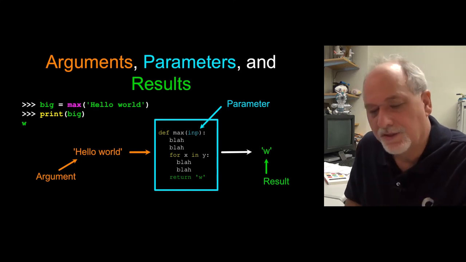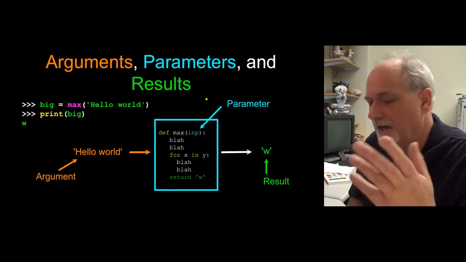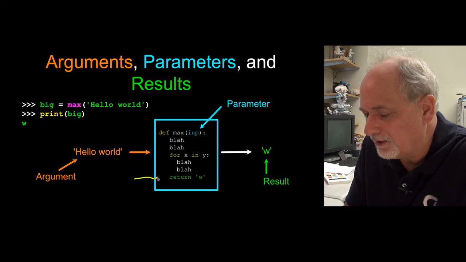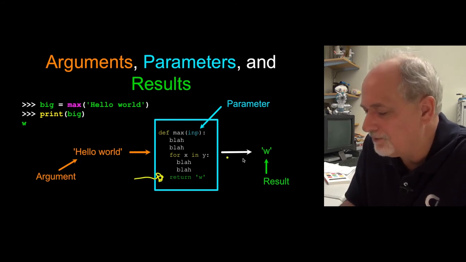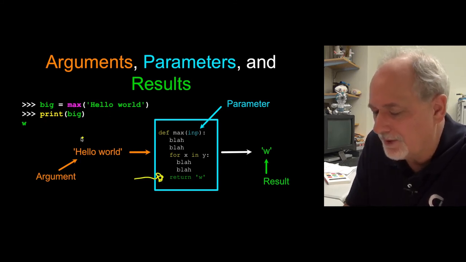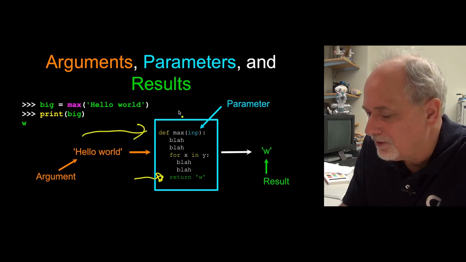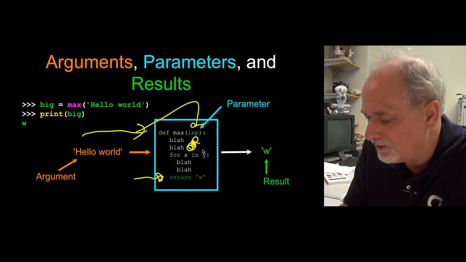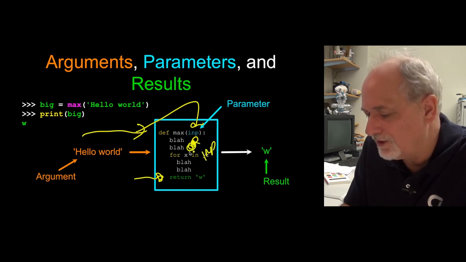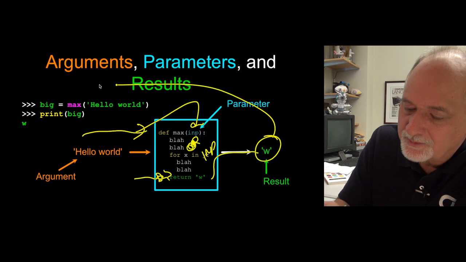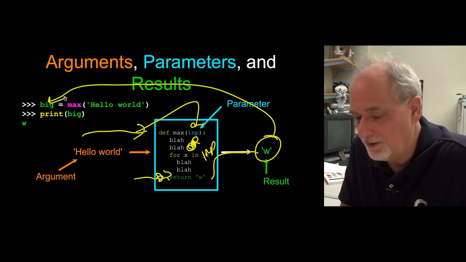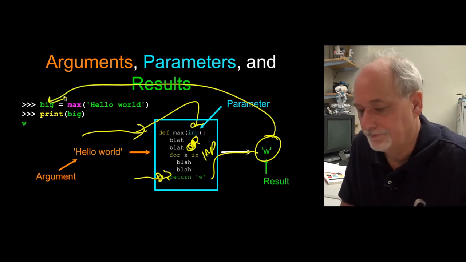If you think of the max code that we talked about before, we can kind of see that somewhere inside that max code there's a return, and that's how it communicates the W back to us. So we pass in as argument hello world, it comes in as a parameter, and it's going to loop through this imp somewhere. It's going to loop over and over into imp, and then at some point it's going to figure something out and tell us what it wants to send back to us in a return statement, and so the W comes back and gets assigned into big.